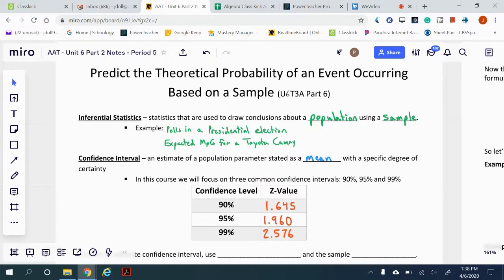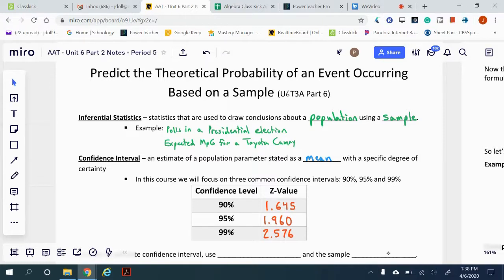All right, so let's talk here. Inferential statistics. It's just a fancy word for describing what we're doing. We're drawing conclusions about a population using a sample. Some examples: the polls in a presidential election. When they say so and so has a 53% lead, it's 53% to so and so's 47%. That's not the entire nation. That's samples from the nation that they're then projecting onto the entire nation.